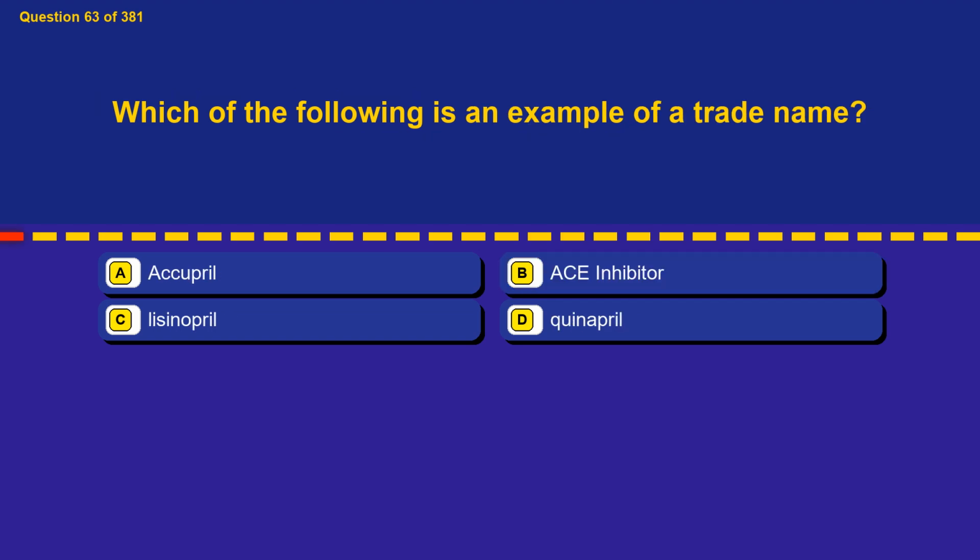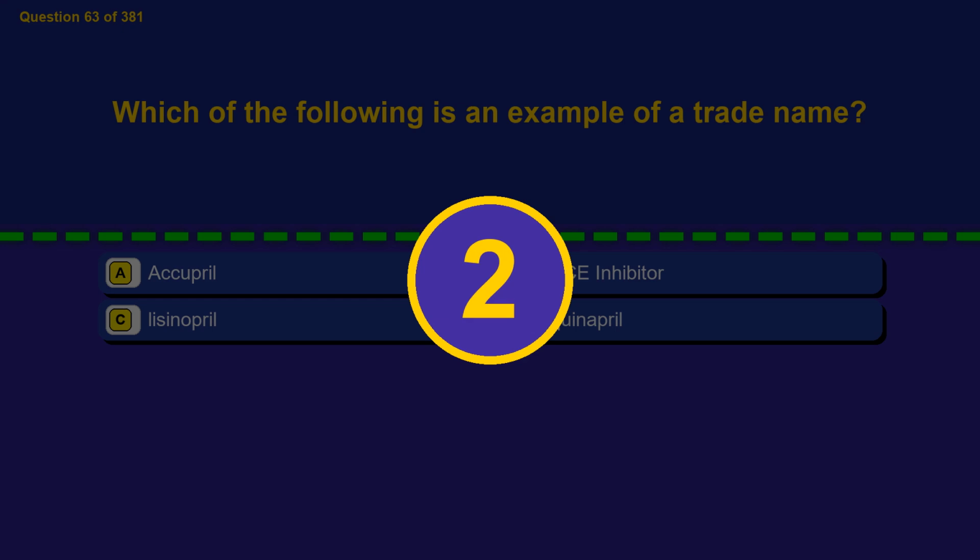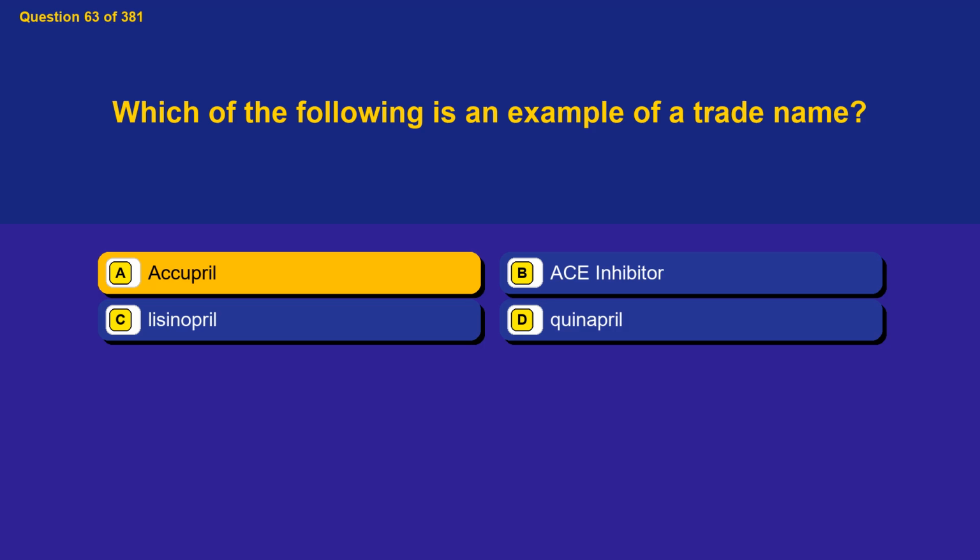Question 63. Which of the following is an example of a trade name? Option A, Vasotec. Option B, ACE inhibitor. Option C, Lisinopril. Option D, Quinapril. The correct answer is option A, Vasotec.